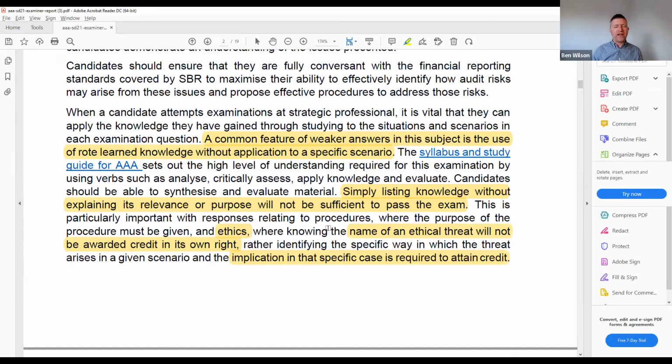Okay, now that's general points out of this examiner's report. There's loads more specific information that I'd want you to read through, but only after you've done this specific exam paper. So back into my presentation. I just wanted to highlight a few resources that could be helpful for you in this final stage of your exam preparation.